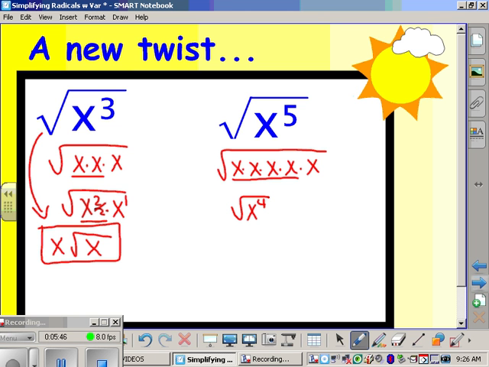So with variables, if it's an odd exponent, you should always have one variable left over. Then for the one with the even numbered exponent, you can simply divide the exponent by 2 to simplify that square root. And then you should have a single variable left under the radical sign.